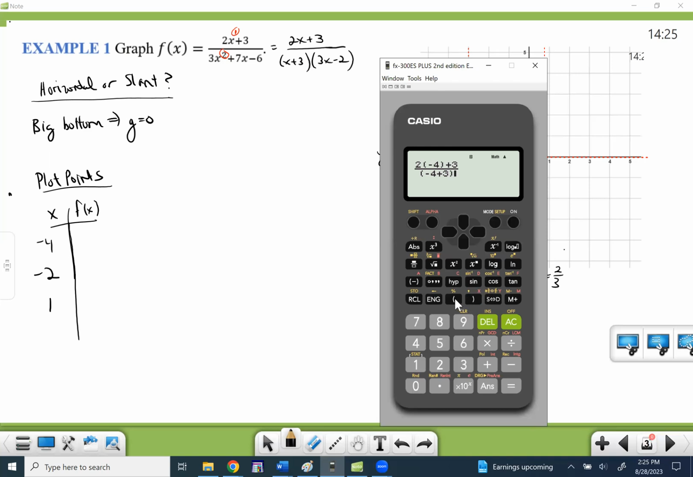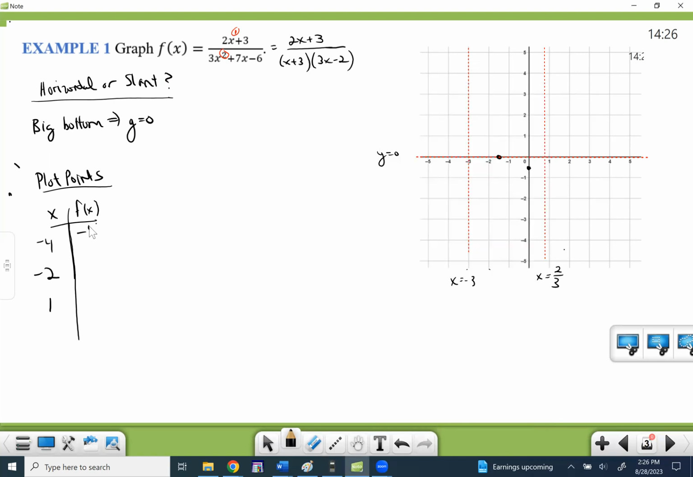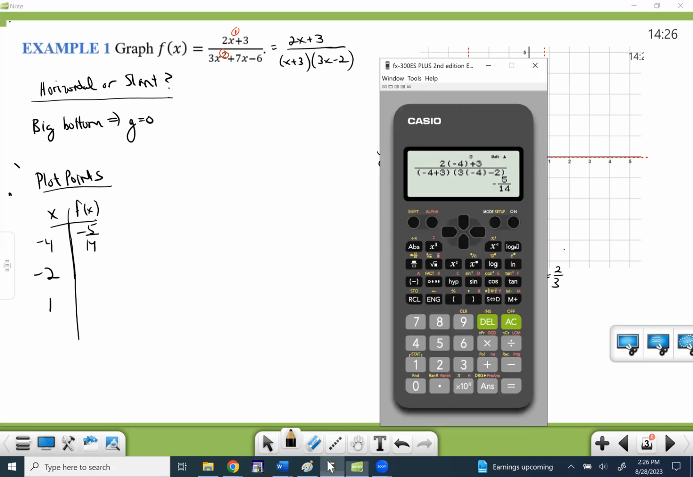You could probably do this by hand faster, but I just know most of my students would substitute it into the calculator because they don't trust themselves. I'm worse with the calculator, you guys have probably noticed. Okay, so I substituted -4 in for all the x's. Let's hit equals. I got -5/14.